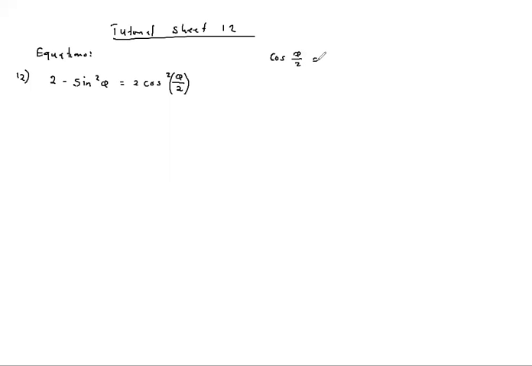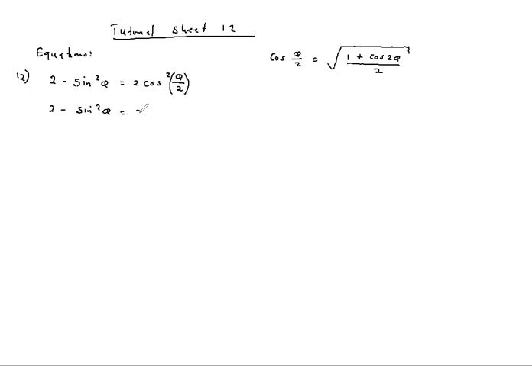Cos theta over 2 is a square root of 1 plus cos 2 theta over 2. Is it plus or minus? You're correct. So it will be this.